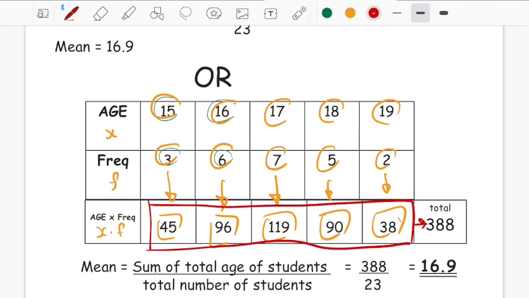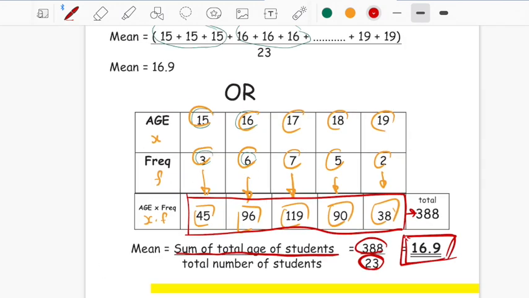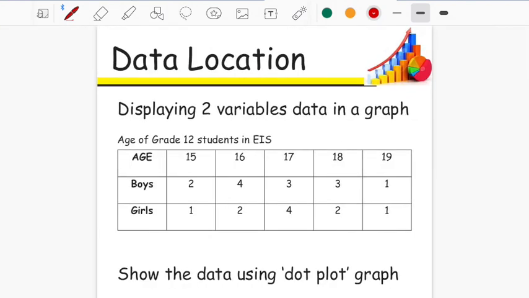You will get 388, which is the sum here, right? Then you put it here, divided by the total data set, which is 23 students. Then again you get the same value, 16.9. Okay. All right, moving on.